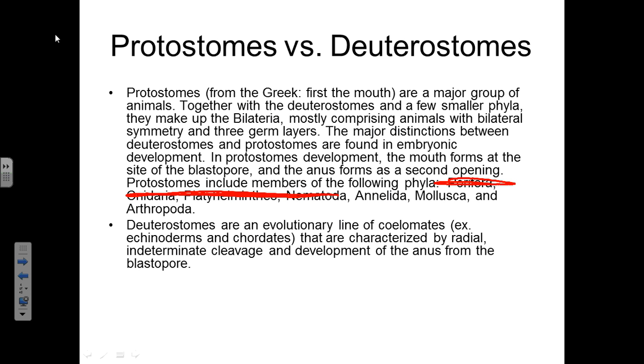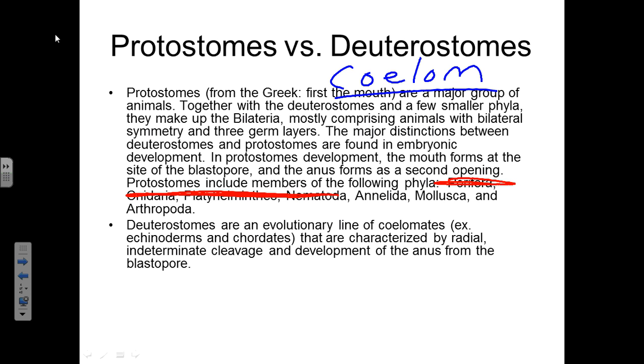Anyway, deuterostomes are a group of animals that are an evolutionary line of coelomates. That's probably another new word for you. Anybody know what that is? A coelom. No. I don't know anything about animals, do you? A coelom is a body cavity. Body cavity. Place to put your organs.